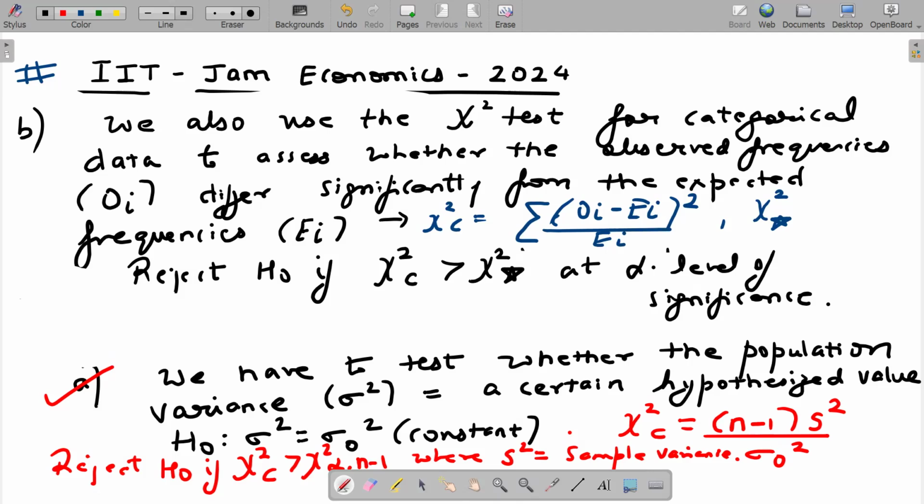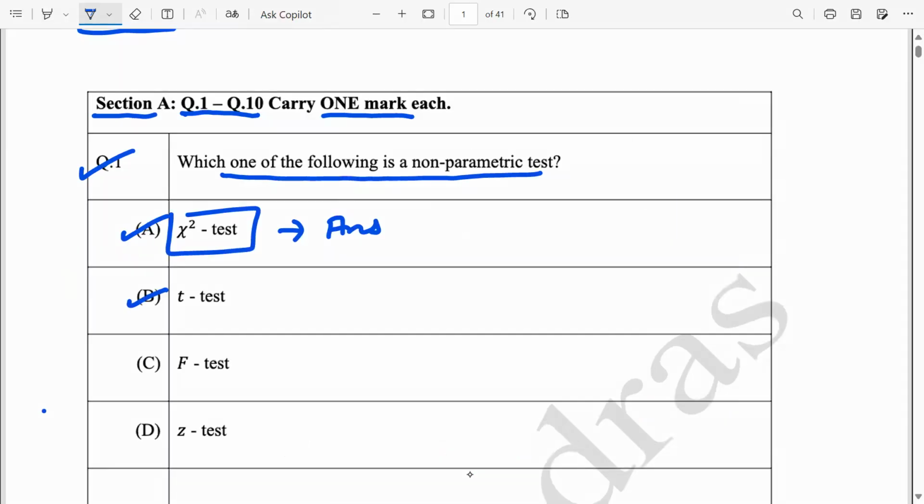Okay, so hoping students have understood this. Coming back to the question paper, my answer is chi-square test. If you look at T test, F test and Z test, they are all concerned with the underlying distribution. They all make assumptions about it. For example, for the Z test, we assume that the distribution is normal. For the T test, the underlying assumption is that the population variance sigma square is not given to us and the sample size is small. We use the T test in that case.